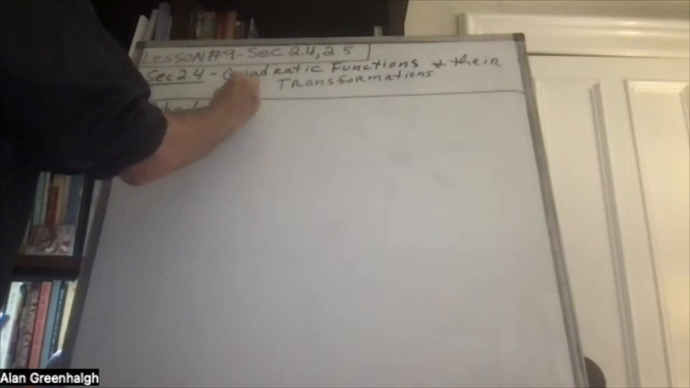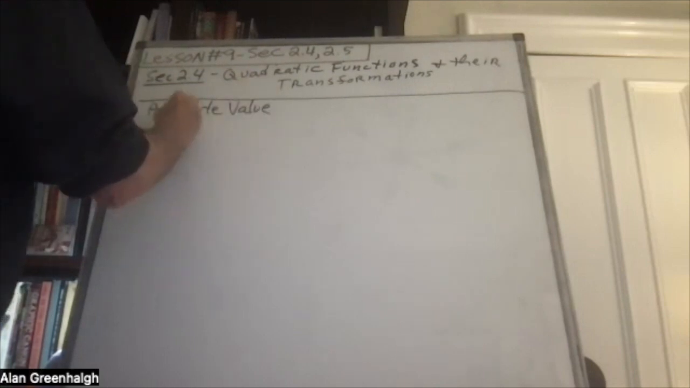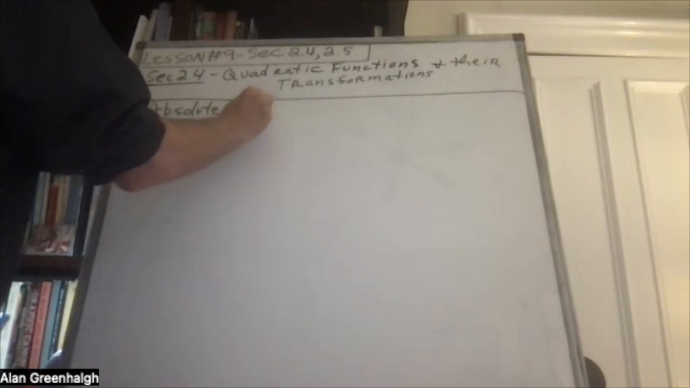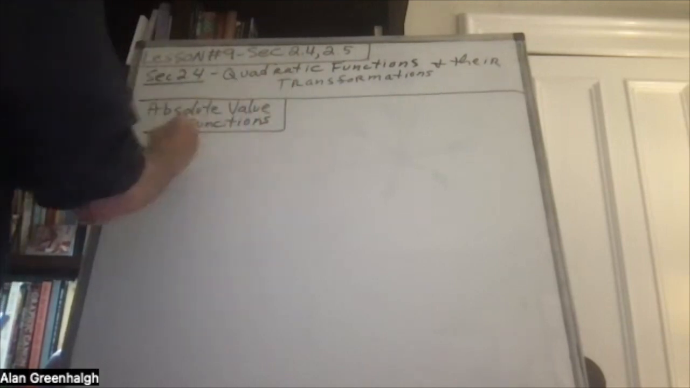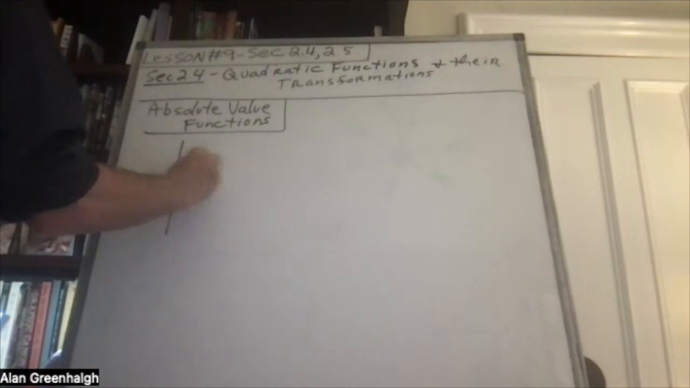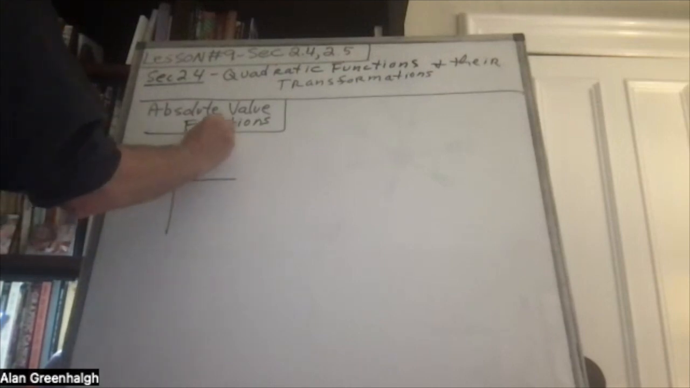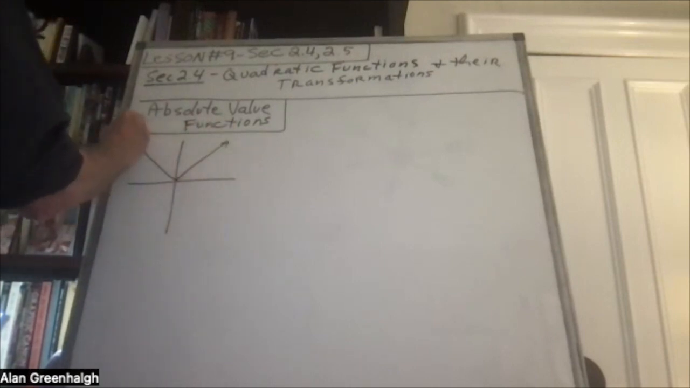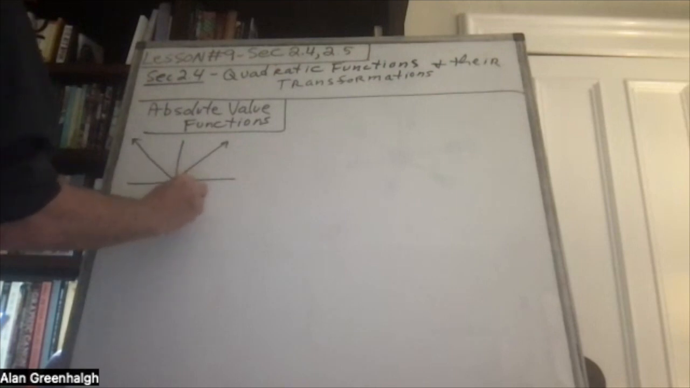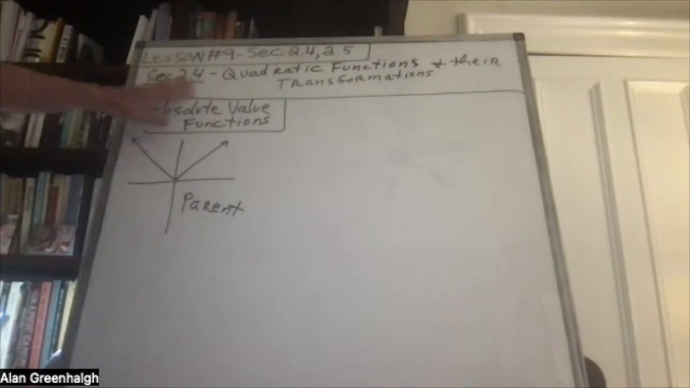Remember this? You should remember it, the absolute value functions. And this is what it looked like, if you remember correctly. It looked like that. That was the parent function. Remember, there was something called a parent function, which is kind of the most basic form of it.